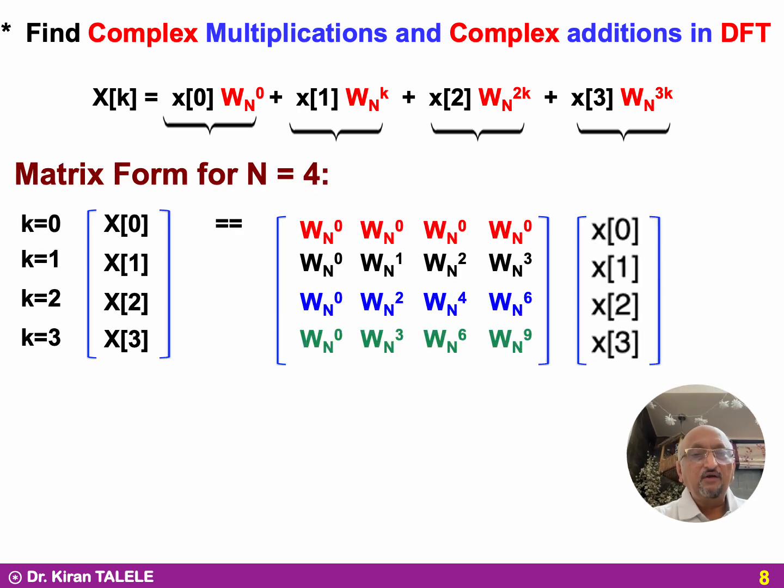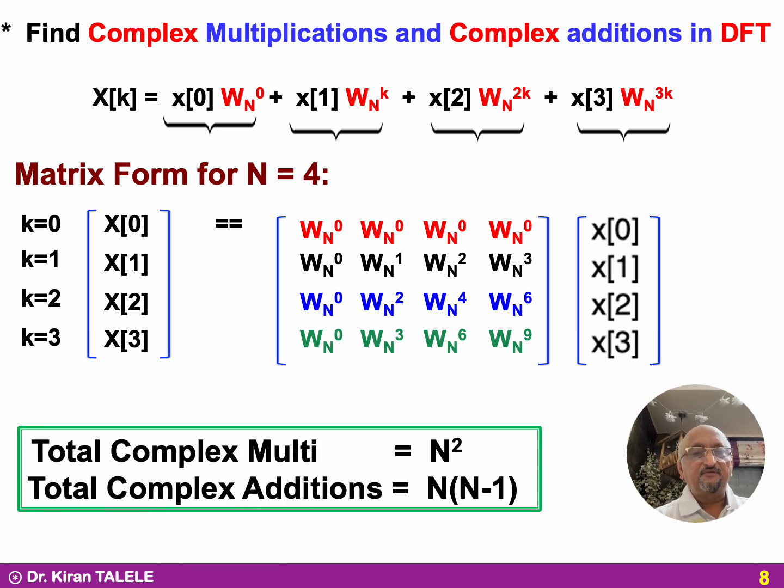Now to find all values of x of k, let's take one example. To find one value of x of k, we have to multiply N times. To find all N values of x of k, we have to multiply it N square times. So total complex multiplications in calculation of all N values of x of k are N square and total complex additions are N times N minus 1.